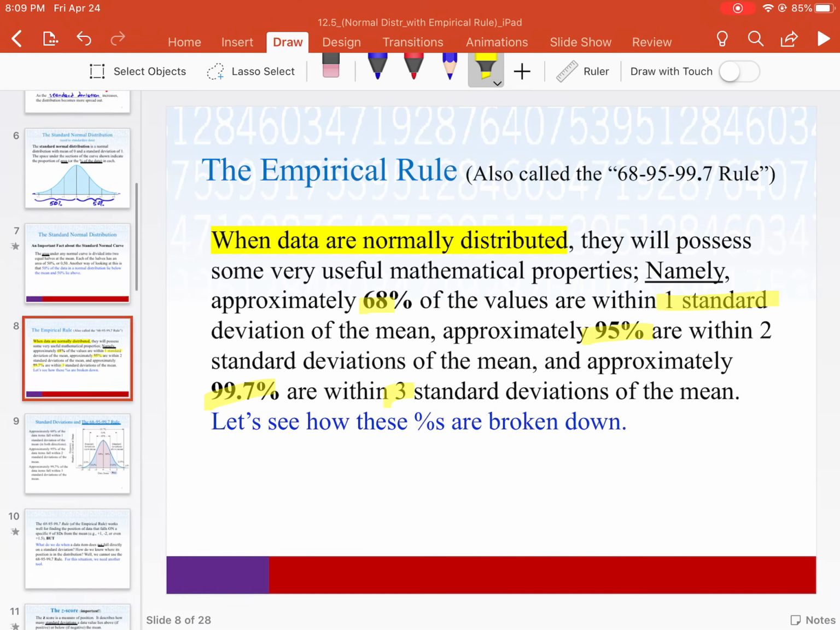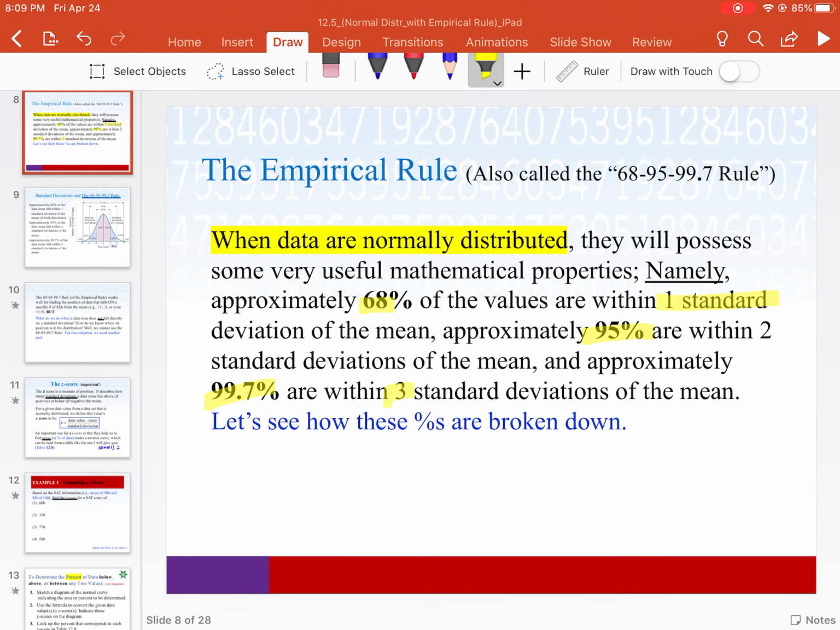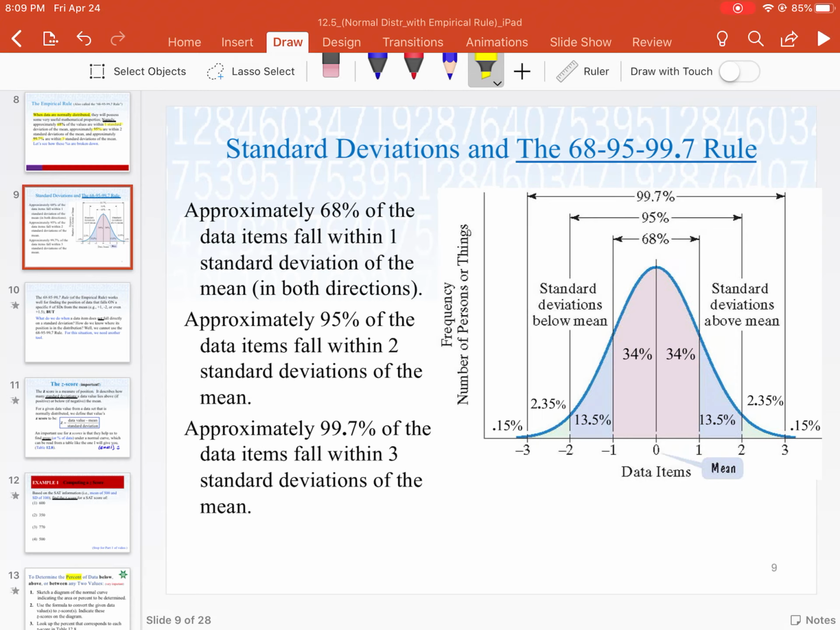Just about everybody. So what does that look like? Well, it looks like this. If I have a normal distribution, this is how I can expect the data to fall out. 34% in the first standard deviation below the mean, and 34% above. Notice how that adds up to what? What's 34 plus 34? 68.